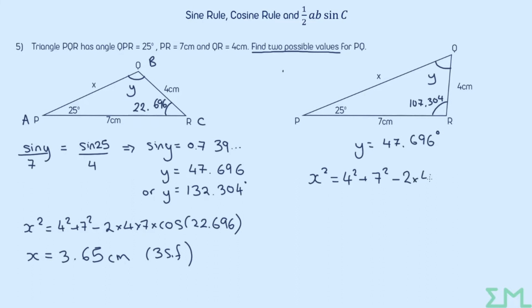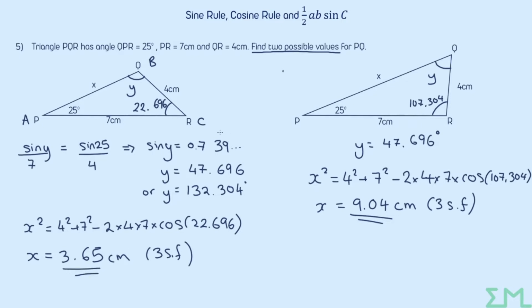minus 2 times 4 times 7 times cos, this time of 107.304, and from that we get 9.04 if I give my answer to 3 significant figures. So it is larger as we expected, almost 3 times as large in fact. And there we have it, our 2 different answers.